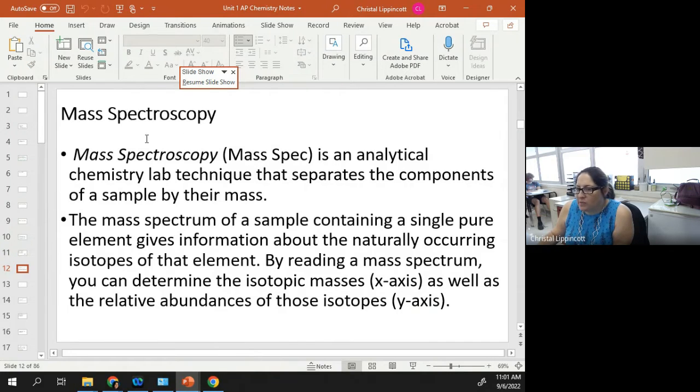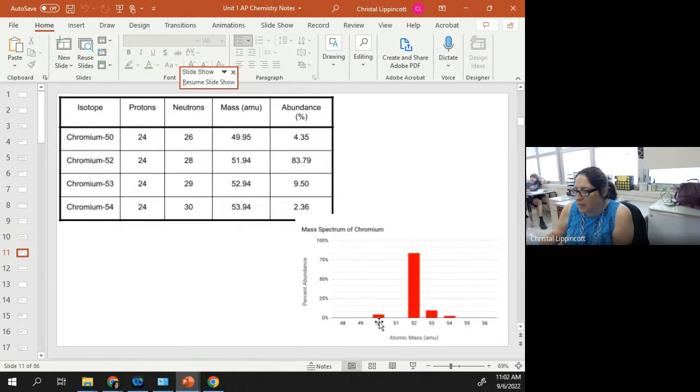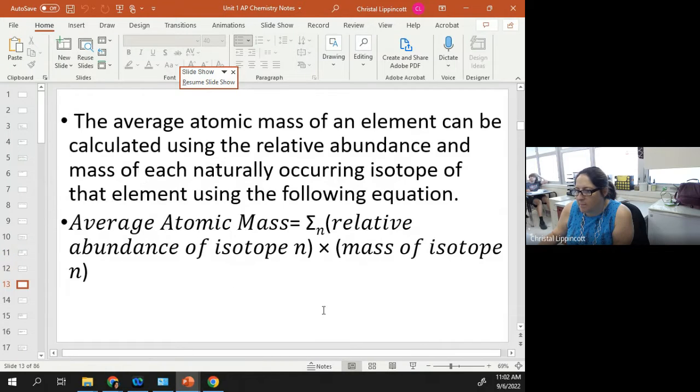We can use something called mass spectroscopy, in which we can analyze those components based on their mass. The mass spectrum then is going to contain pure elements and its information. And we're going to read that by looking at the x-axis for the mass, and the y-axis is going to show us the abundance. So again, x-axis shows us the masses, and here are your abundances off to the side.